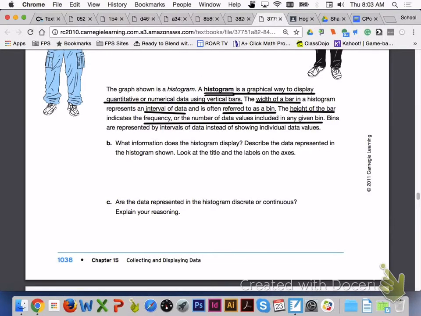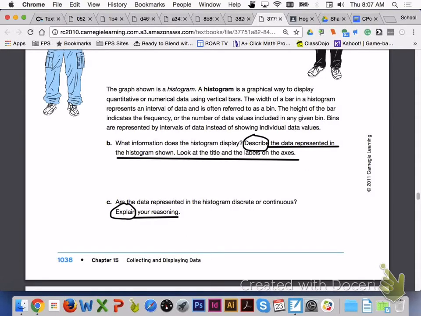A histogram is a graphical way to display quantitative or numerical data using vertical bars. The width of a bar in a histogram represents an interval of data and is often referred to as a bin. The height of the bar indicates the frequency, or the number of data values included in any given bin. Bins are represented by intervals of data instead of showing individual data values.